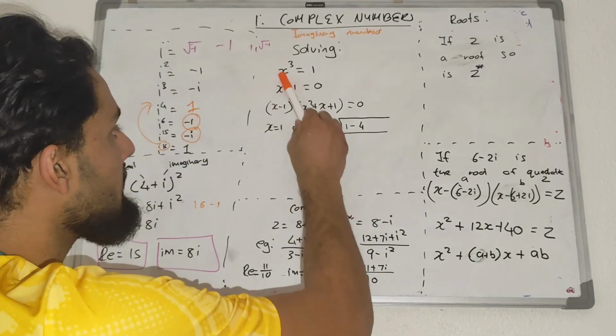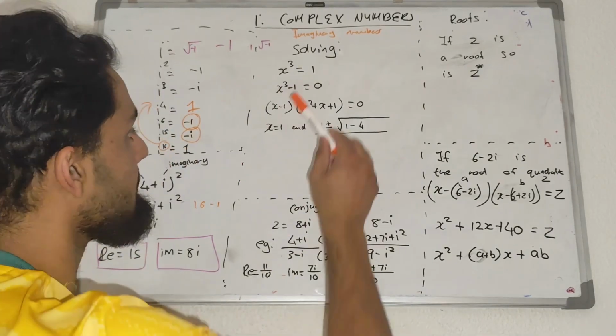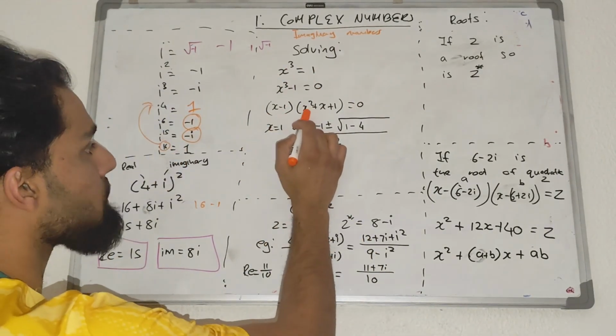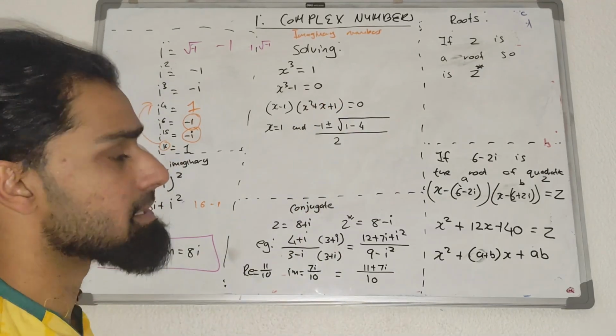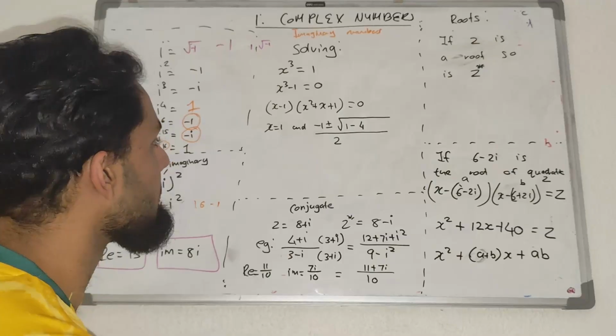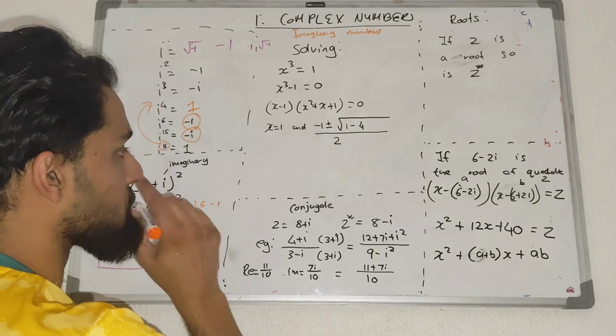But x cubed equals 1, the answer should be 1. But let's see what we do. We bring the 1 to this side, we factorize the difference of cubes, we get x minus 1 and we get x squared plus x plus 1 over here after doing some factorization. You should have learned this in grade 10, how to factorize these cubes. And now you'll see we get x is equal to 1.